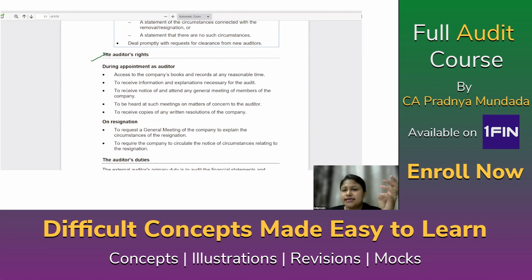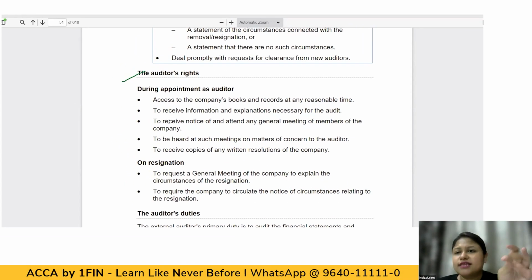When the general meeting is conducted, the auditor has the right to receive the notice of the general meeting. He can also attend the general meeting. He can also speak in the general meeting for the matters which concern him as the auditor. Written resolution copies he can receive.